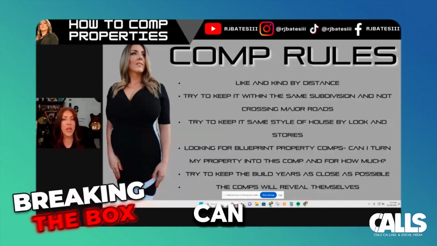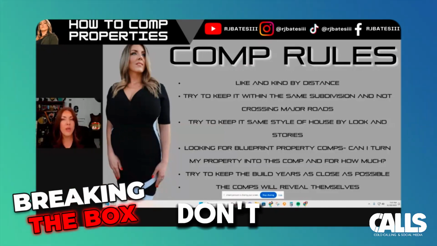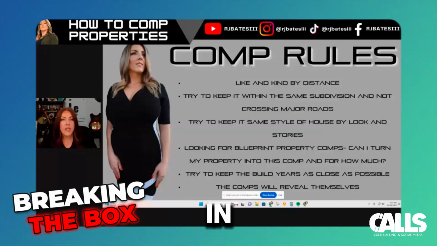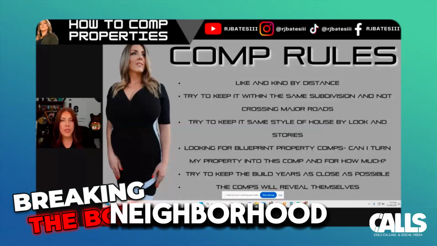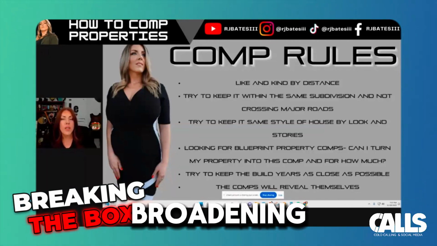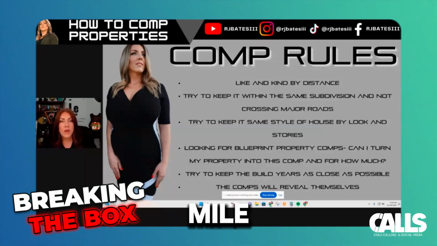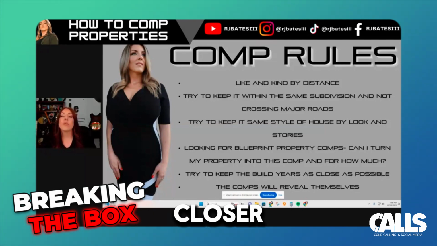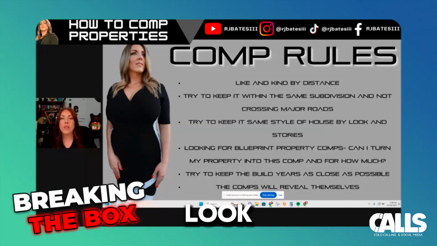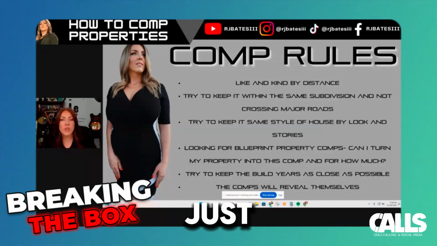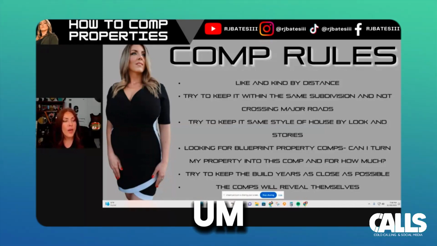You obviously can filter it out if you don't have any right in your direct neighborhood. That's when you start broadening the distance. So I typically am going to start within half of a mile, and sometimes I'll get it even closer. And I will just look at the neighborhood if there's available comps just directly in the neighborhood.